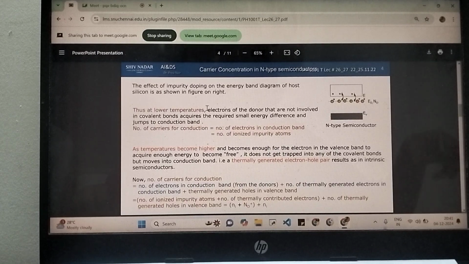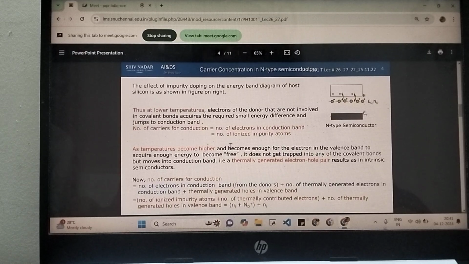Although the semiconductor is made of silicon, at low temperature it is only the phosphorus, or whatever donor you are using, which contributes to the conduction. As temperature becomes higher and becomes enough for the electron in the valence band to acquire enough energy to become free, thermally generated electron hole pairs are created.